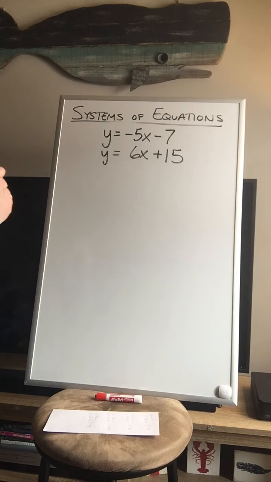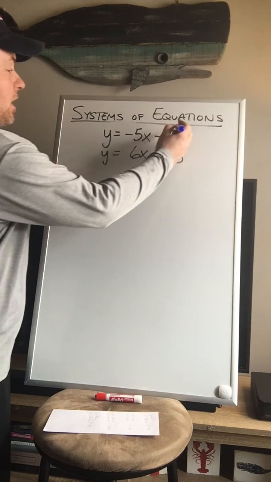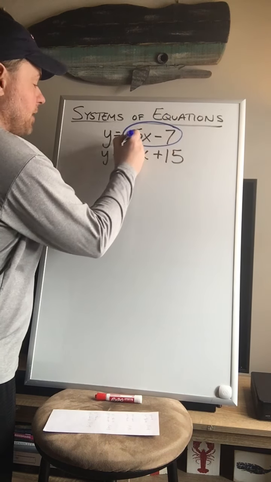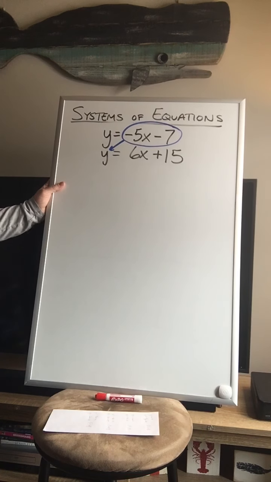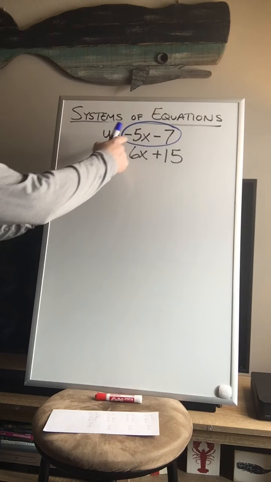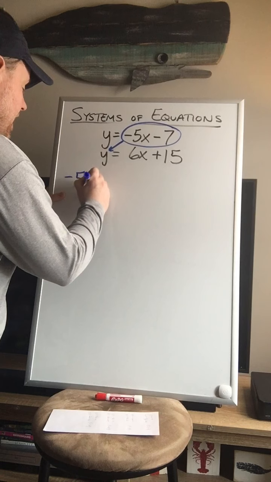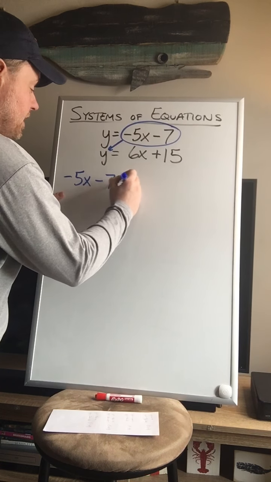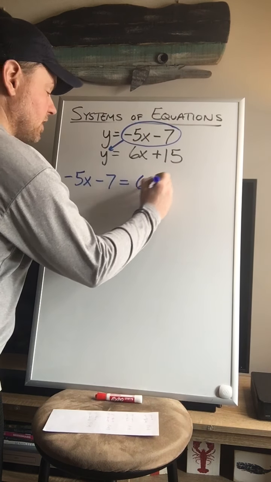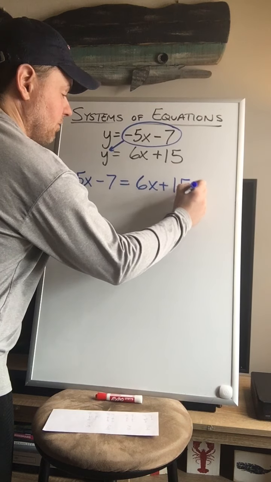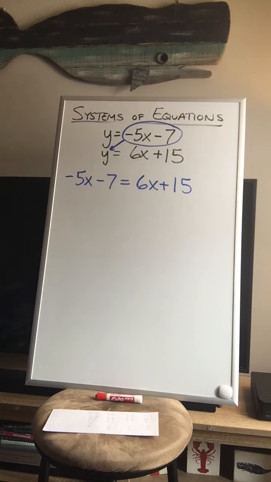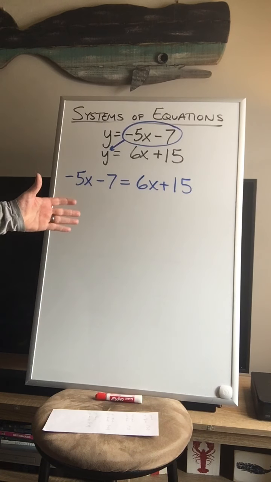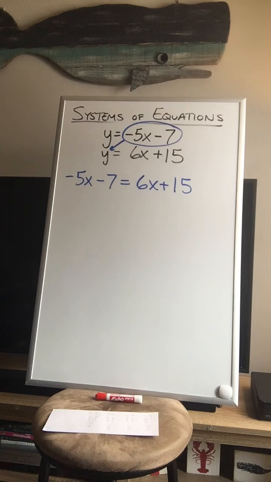So the way we said you could do this, since they're both equal to y, is you could take one of the equations and put it right next to the other equation. So I would have negative 5x minus 7 equals 6x plus 15. Perfect. Right? And now I go ahead and I solve that, which we have been working on solving for a while. You got to move all the x's together, and then you go from there.